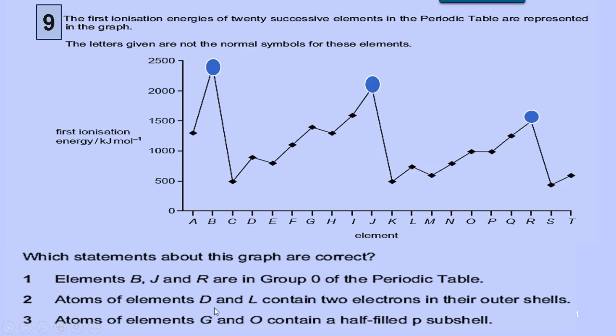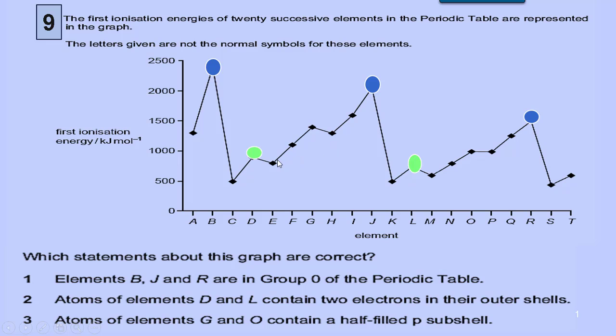Atoms of element D and L contain 2 electrons in their outer shell. Let's look at D and L. Let's count. Suppose we start from 1, 2, 3, 4. So D has 4 electrons and its electronic configuration will be 1s2, 2s2. Its outer energy shell contains 2 electrons.